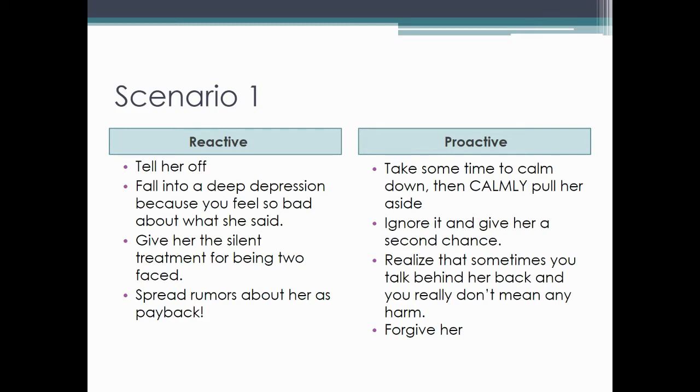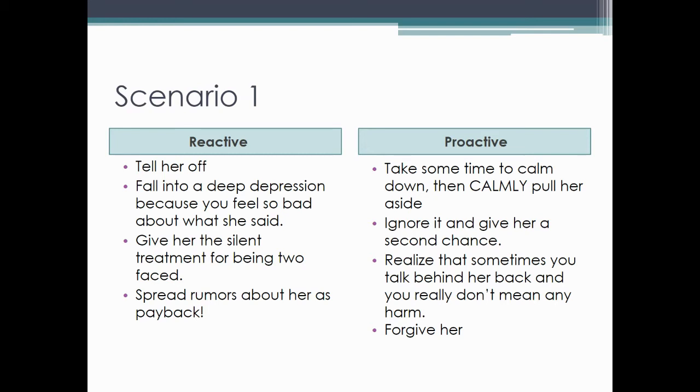Taking some time to calm down and then calmly pulling the friend aside, right? It's very different than telling her off. You can still tell her how you feel. You can still say that you feel that she's been a bad friend and that she really hurt your feelings, but taking some time to calm down is the key here for a proactive solution.